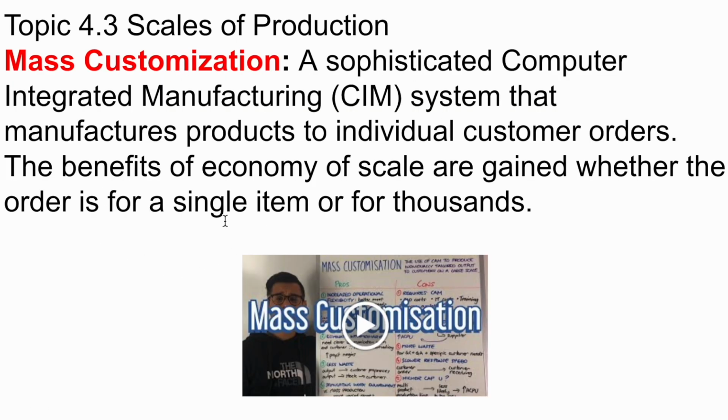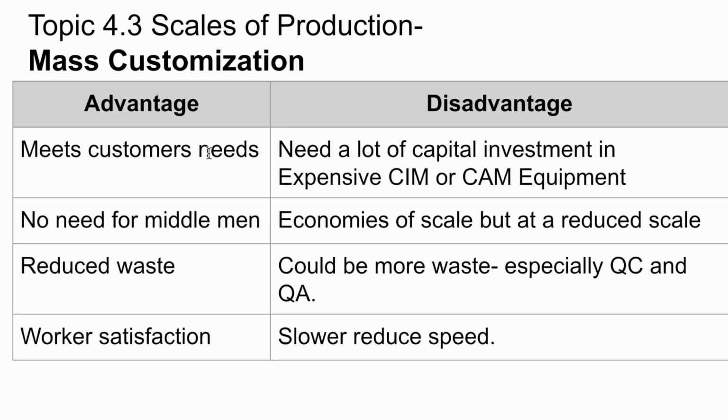This is a special case of mass production. It's called mass customization, and it is a sophisticated computer integrated manufacturing system that manufactures products to individual customer orders. The benefits of an economy of scale are gained whether the order is for a single item or for thousands. But there are some advantages and disadvantages of mass customization. Of course, an advantage is you're meeting your customers' needs.